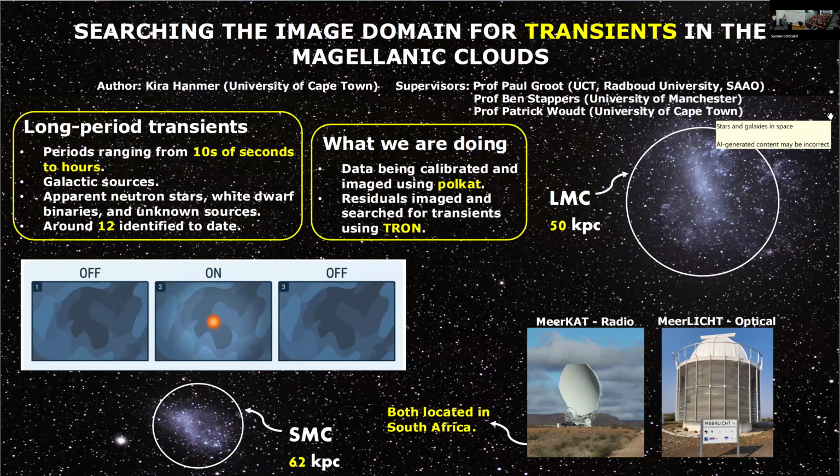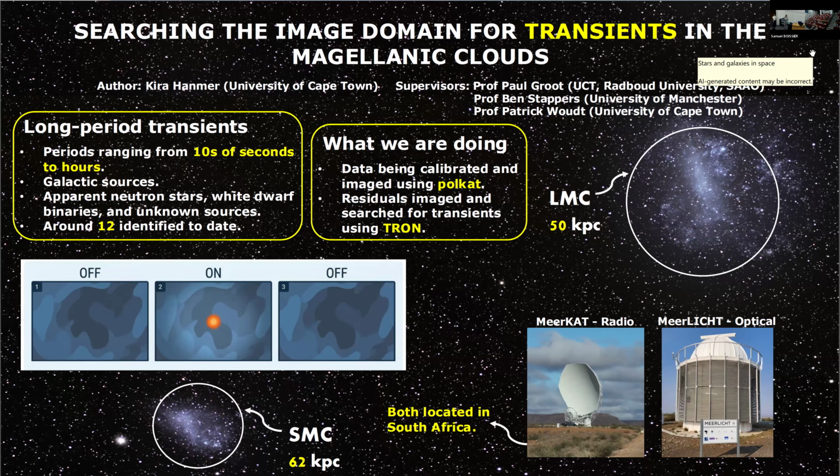A class of objects that we're particularly interested in is long period transients, or LPTs, which are transients with periods that range from tens of seconds to hours. All of those discovered so far are galactic sources, and some appear to be from isolated neutron stars. Others are from white dwarf binaries, and a few are from unknown sources, which means we need to find more of them. The reason we are specifically looking in the Magellanic Clouds is because they offer a differing environment to that of the Milky Way, but they're still close enough that we should be able to see LPTs if they are indeed there.